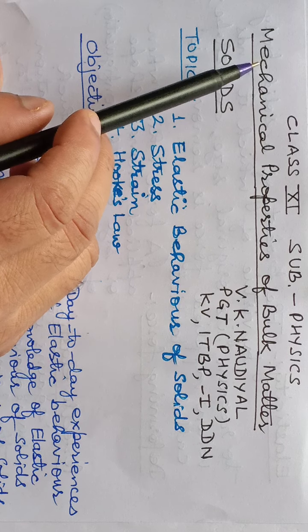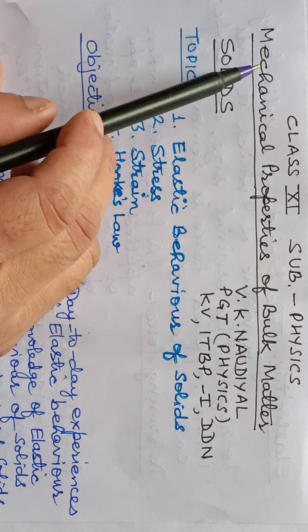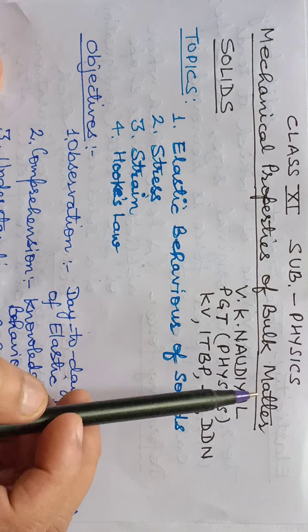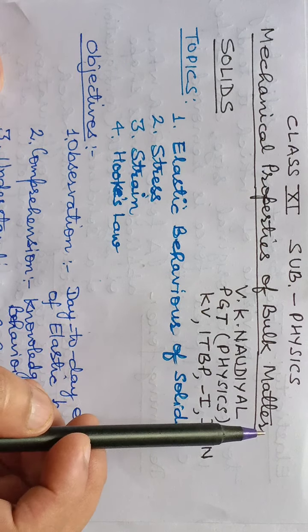Today, under the heading Mechanical Properties of Bulk Matter, we are going to discuss the behavior of solids. And the topics to be covered are elastic behavior of solids, then stress, thereafter strain, and finally Hooke's law.